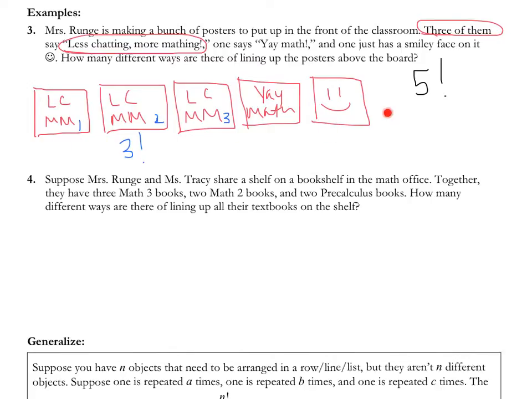So for this single arrangement, this calculation counts it 3 factorial times, which is 6. So this calculation counts this arrangement 6 times. We don't want to count it 6 times. We want to count it once. Now that's true for every single arrangement I could come up with. It was arbitrary that I decided that we would look at this arrangement. I could have flip-flopped the yay math and this less chatting, more mathing, and the problem is still the same. And so for every single arrangement that you have, this calculation counts it 6 times. We only want to count it once.